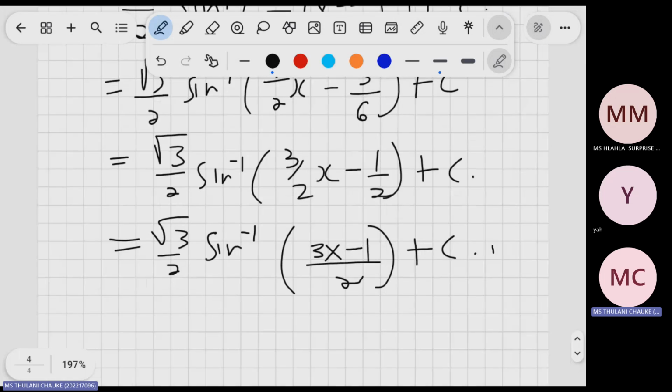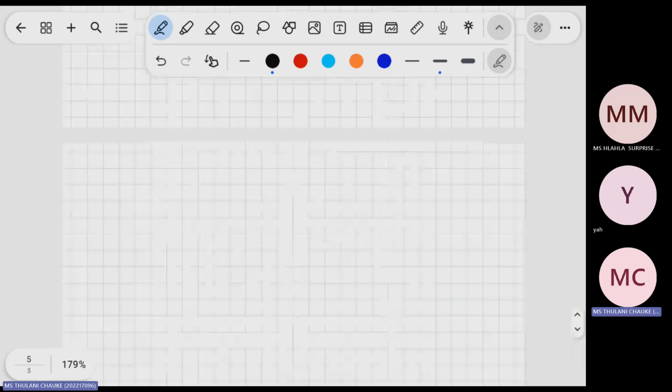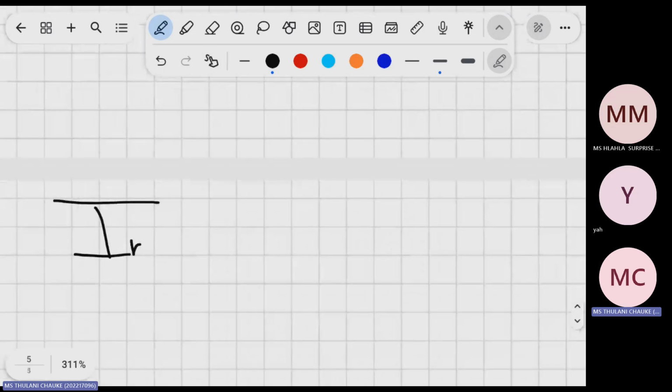So now let's go to trigonometric integration by partial fraction. No?